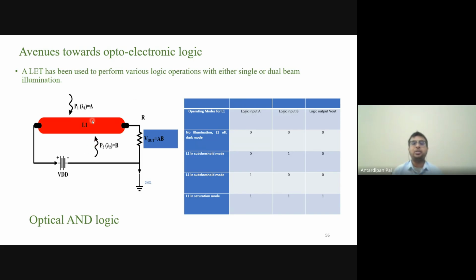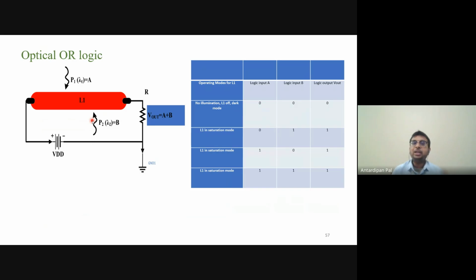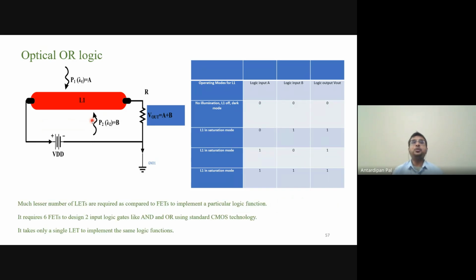That means a 6:1 ratio. We reduce the number by a factor of 6, right? That's a huge potential, right? Same thing for the OR gate. That means if we could use this optical logic in place of electronic logic. Now, believe me, optical computing is the next era of computing in quantum computing.